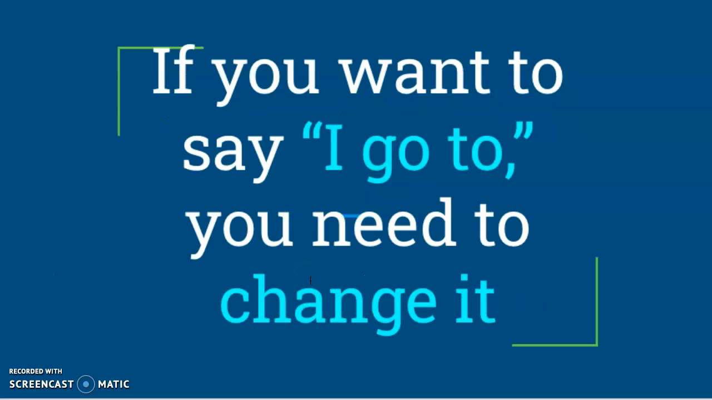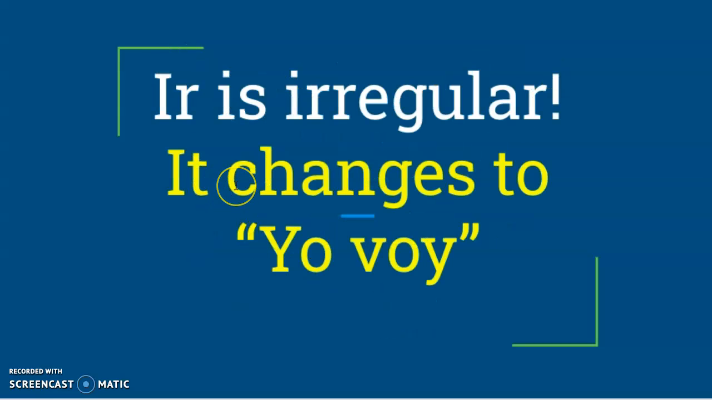Okay, but sometimes I want to say something different. Sometimes I want to say I go to or I am going to. And so I'm going to have to change the verb. Now, ir is an irregular verb because we're used to taking off the last two letters and then putting on an ending that matches my subject or my pronoun. Well, if I take off the last two letters, there's nothing there. There's nothing left over. So it becomes something kind of different.